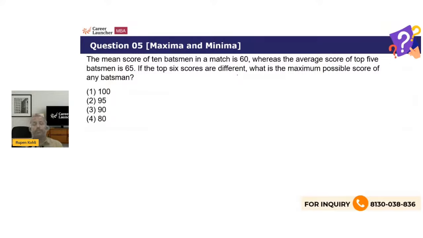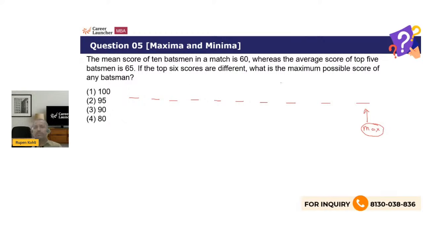All right, so here it is. The average score of the top 5 batsmen is 65, so 65 times 5, 325, is the sum of the scores of the top 5 people. So if the 10 scores, in this question we have to maximize the highest score. So we have to fit in the values based on the constraints. There are 10 values: 1, 2, 3, 4, 5. This highest value we have to maximize, so we have to minimize all the others.